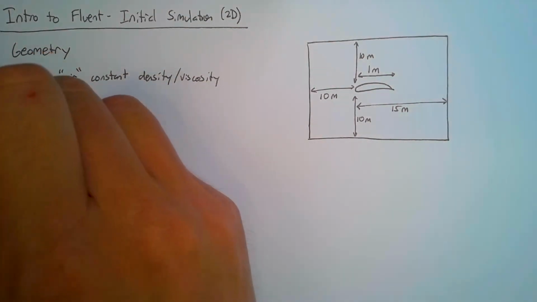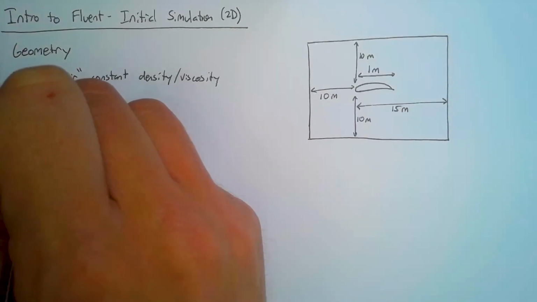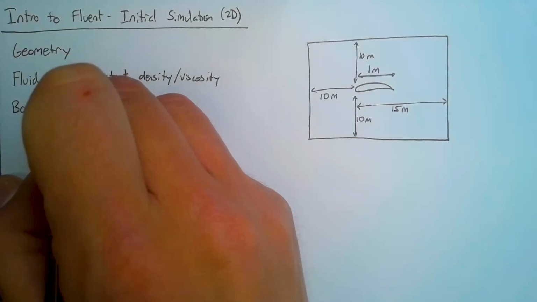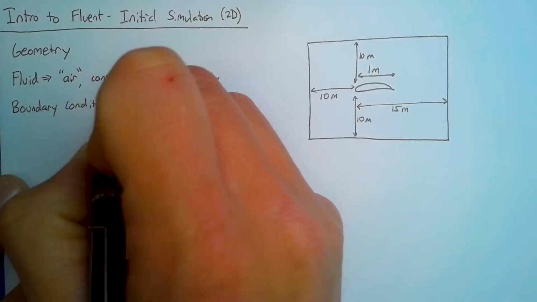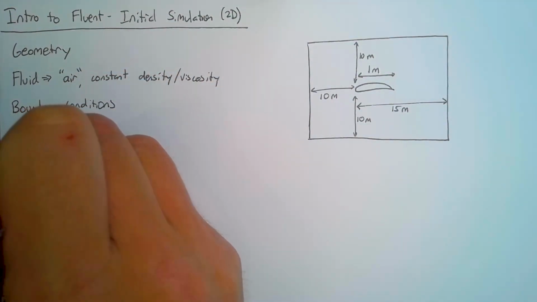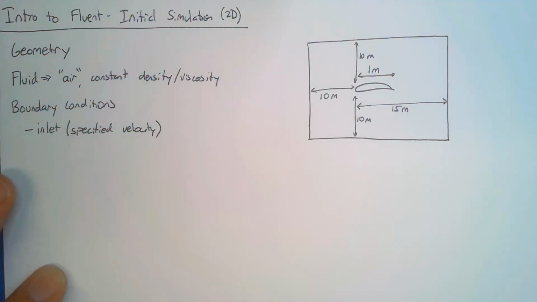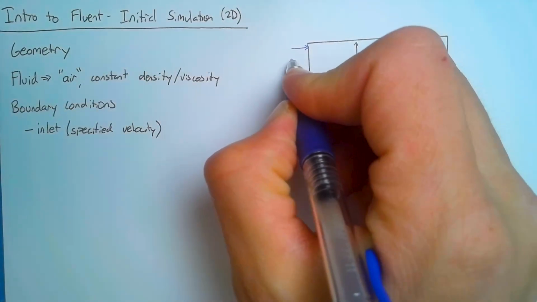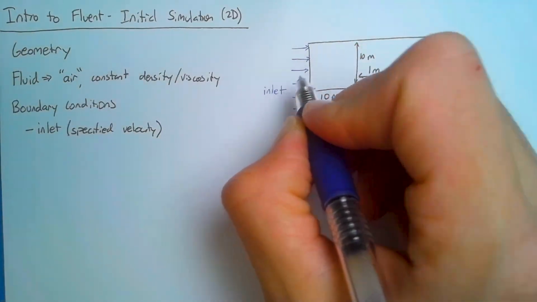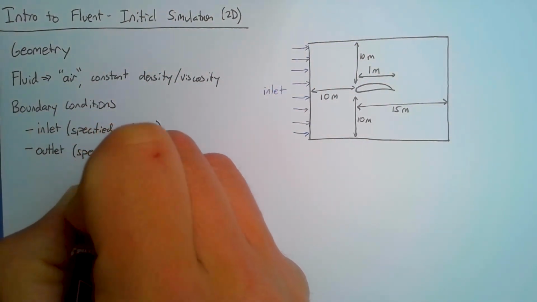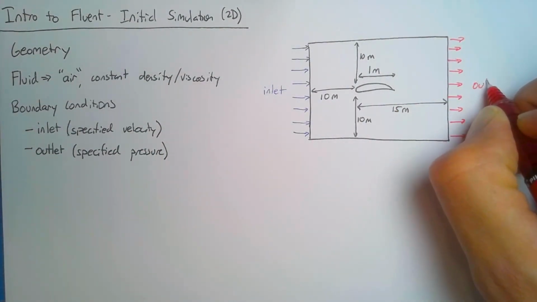Third, we need boundary conditions. So boundary conditions are a generic term for all the loads and constraints that we applied back for ANSYS Mechanical. For fluid flow, we're going to define things like inlet, outlet, and wall for these boundary conditions. The inlet is going to be specified velocity, and we're putting that on the left side in front of the airfoil. The outlet goes on the right side, and we're going to specify pressure there.